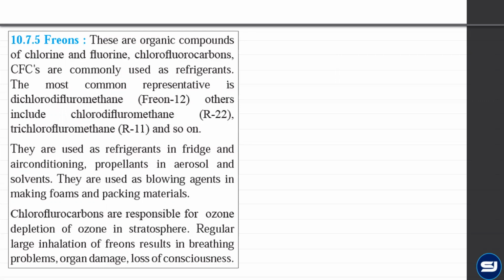So these are organic compounds of chlorine and fluorine, chlorofluorocarbons, commonly CFCs, and they were used as refrigerants. The most common representative is Freon 12, dichlorodifluoromethane. Others include R22, R11. But सबसे important है Freon, formula CF2Cl2. They are used as refrigerants in fridge, air conditioning, propellants in aerosol and solvents.